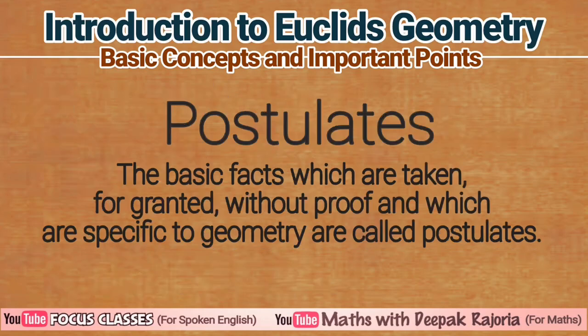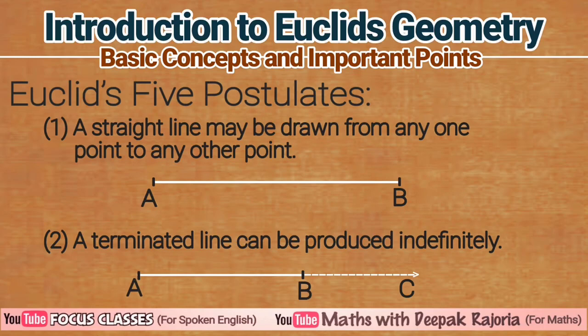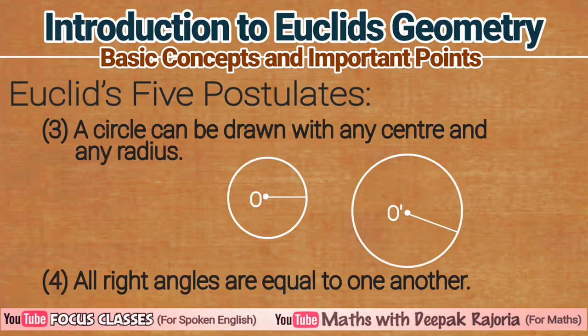Postulates: the basic facts which are taken for granted without proof and which are specific to geometry are called postulates. Euclid's five postulates. Number 1: a straight line may be drawn from one point to any other point. Number 2: a terminated line can be produced indefinitely. Number 3: a circle can be drawn with any center and any radius. Number 4: all right angles are equal to one another.